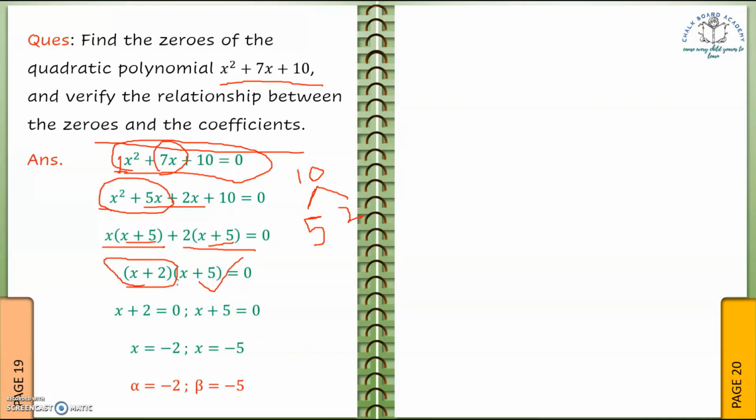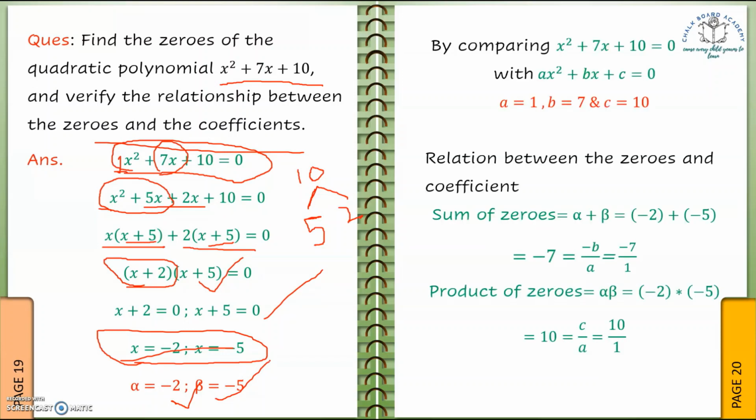So we got x plus 2 into x plus 5 is equal to 0. So we can say that x plus 2 is equal to 0 and x plus 5 is equal to 0. From that we have calculated the value of x. Two values for x, that is minus 2 and minus 5. So we have alpha as minus 2 and beta as minus 5. Now we know alpha and beta. Now we have to find out the relation.